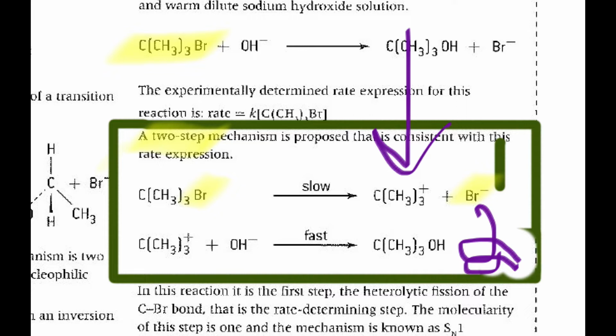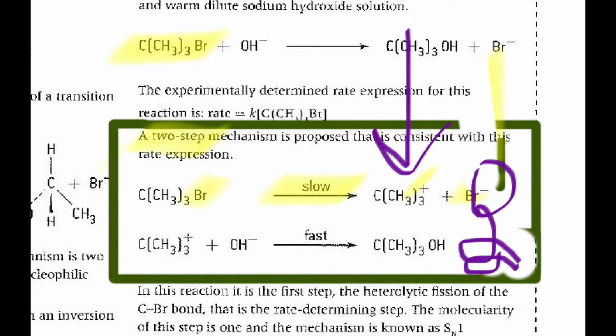You notice the charge right here because the bromine took the electrons. This bromine took the electrons. It's negative. You've got the negative sign right on the bromine there. It took the electrons, and so the carbocation becomes positive. This is known as the slow step. So the first step is the slow step.